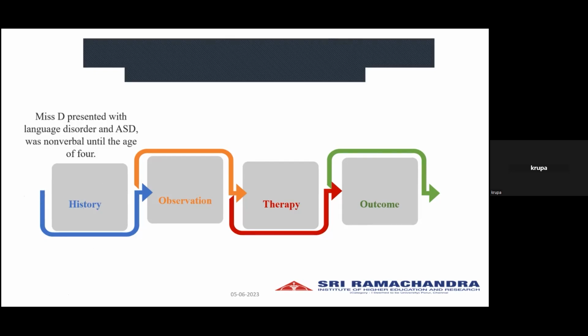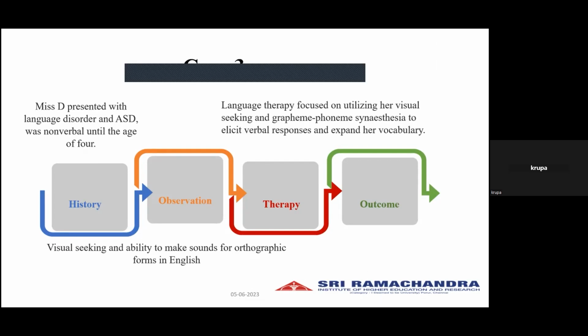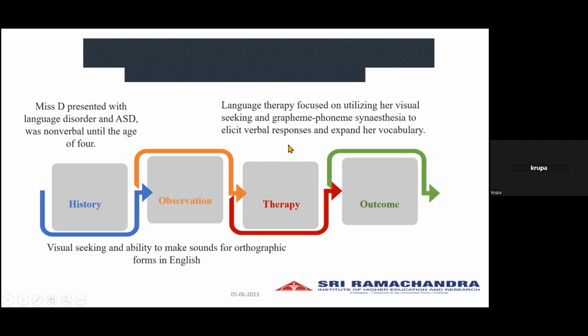So moving on to the last child whom I wanted to talk about, a child who was non-verbal until the age of 4. I met this child at 4, but the child was actually diagnosed at 2 years of age. And to be very clear, the child had visual seeking, and she had a peculiar behavior of making sounds for the orthographic forms in English. She had a greater proclivity to phonic sounds. So it was utilized for her language, and what she exhibited can be related to grapheme-phoneme synesthesia, wherein graphemes induce sounds.